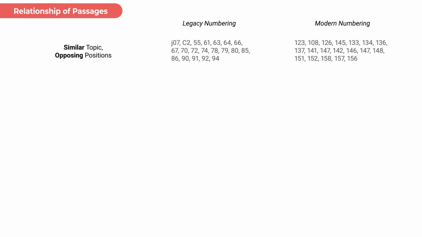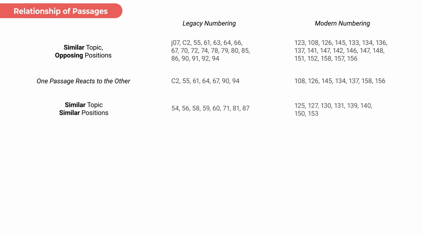Obviously, the main event in comparative reading is how do these passages relate to each other? So what are the various relationships we see? The most common one is that they're on a similar topic, but they have opposing positions. In fact, in some cases, one passage literally sounds like it's reacting to the other, like it's aware of it and responding to it. Then you have a bunch of passages where it's a similar topic and a similar position. They're more or less complementary voices.